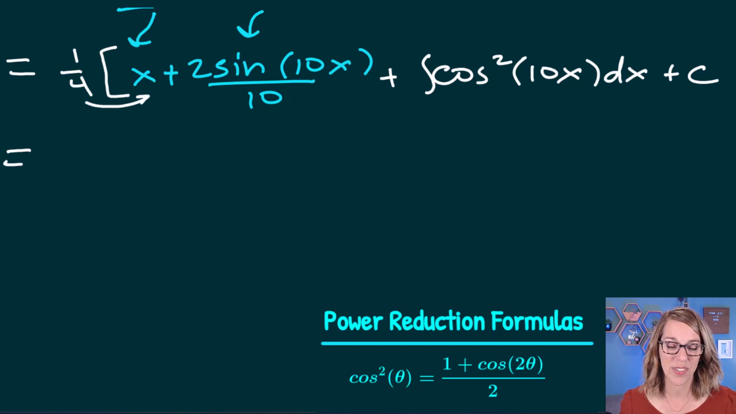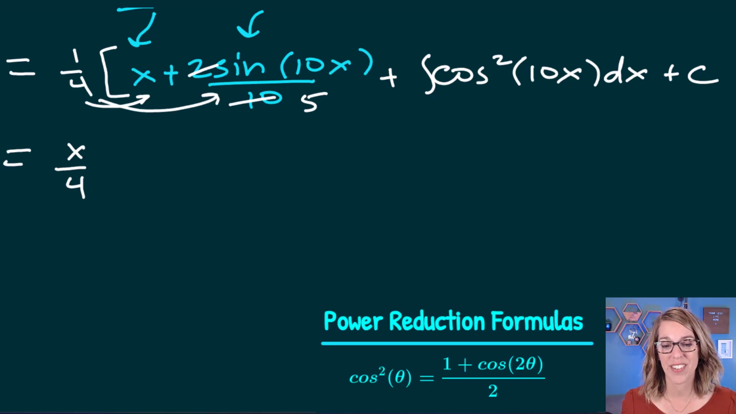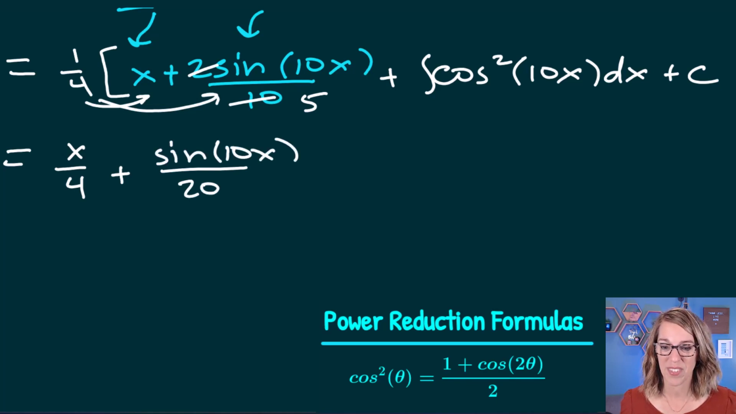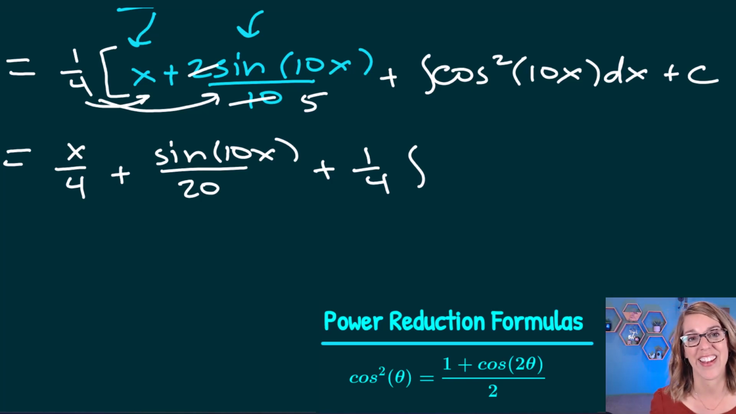So I've got 1/4 times x, that's going to be x divided by 4. Let's reduce the 2/10, that gives me a 5 in the denominator, and then 1/4 times that 5 is going to be a 20 in the denominator, and I get the sine of 10x. And then I've got plus 1/4 cosine squared of 10x.